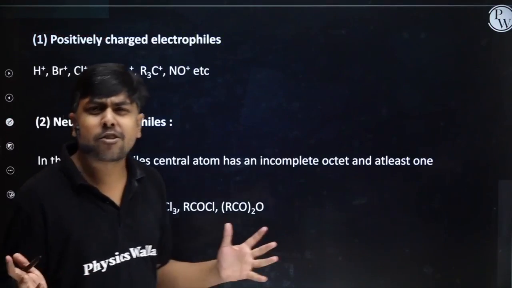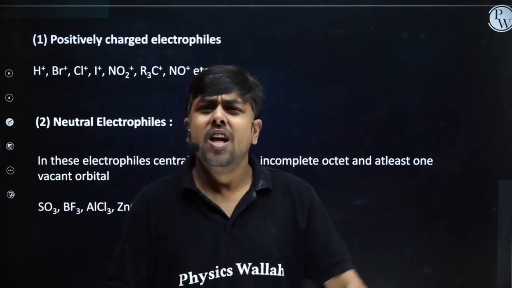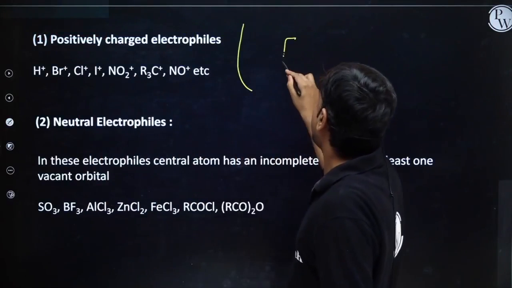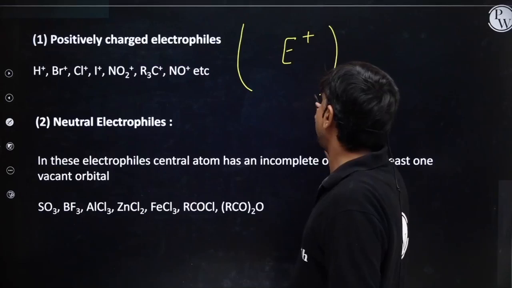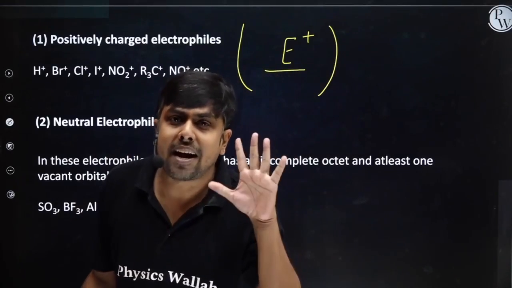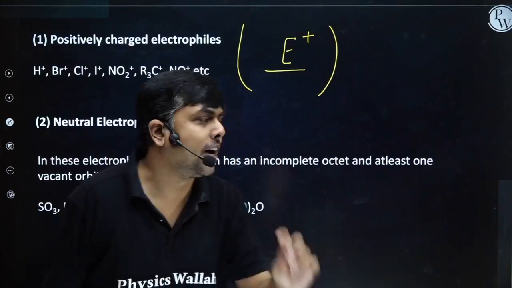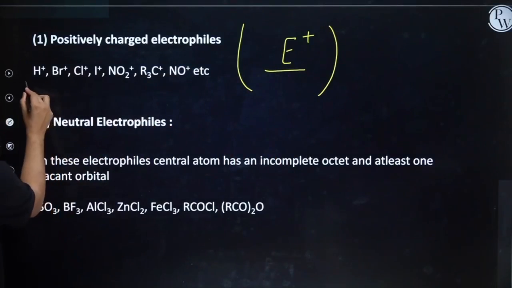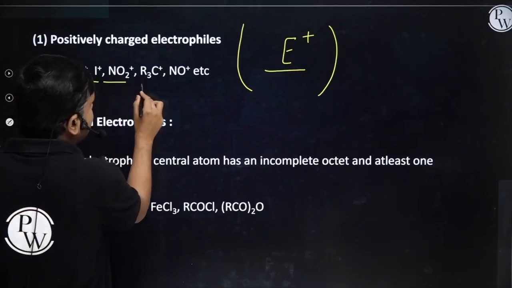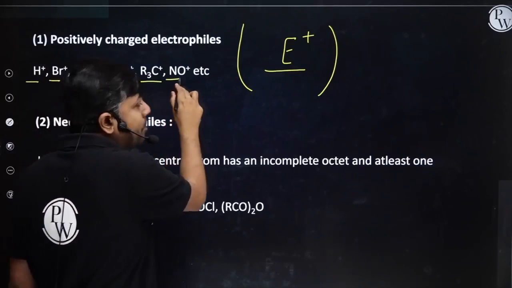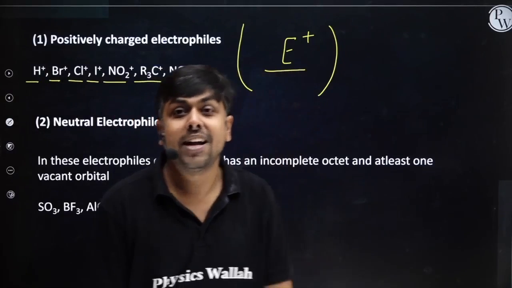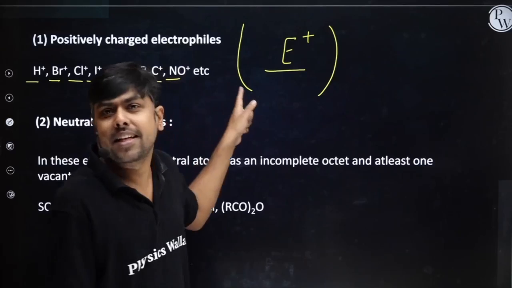Positively charged electrophile. Students, in general, all the cationic species act as electrophiles. E plus, whenever you see any cationic species, simply put that in the category of electrophile. The electrophiles are H plus, Br plus, Cl plus, I plus, NO2 plus, carbocations, NO plus. All these cationic species are electrophiles, which you may see in organic chemistry.